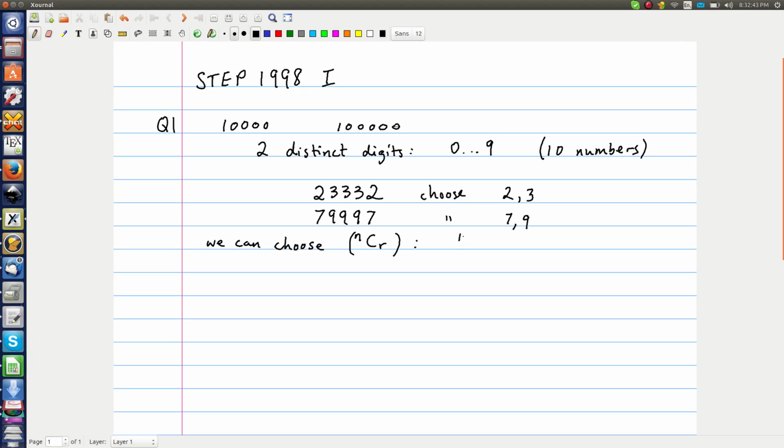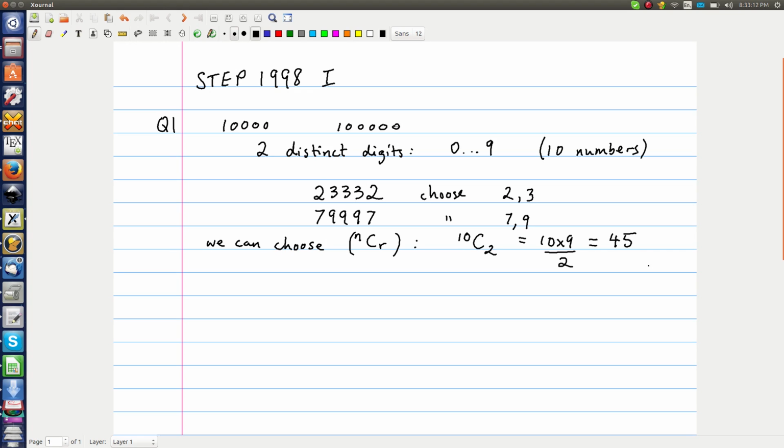So we can choose 2 objects from 10, where the 10 objects are 0, 1, 2, 3, 4, 5, 6, 7, 8, 9. And of course that gives us 45 different choices there. So we choose 2 different digits. Notice that the differentness, the distinctness is implicit in the C notation.